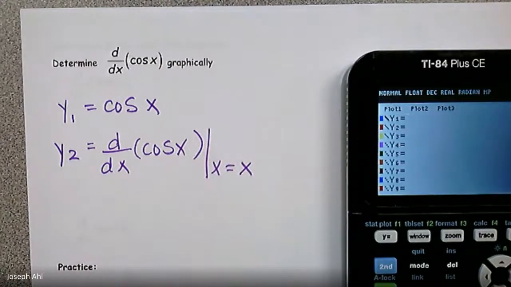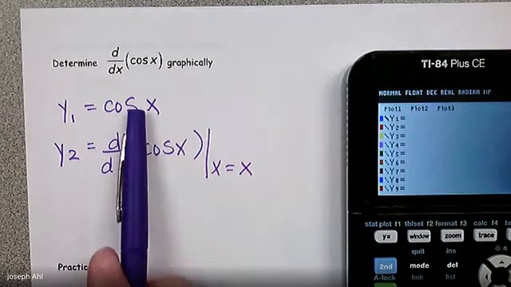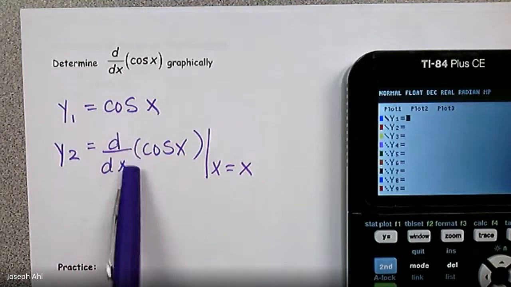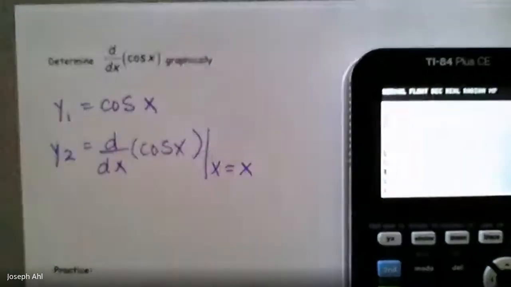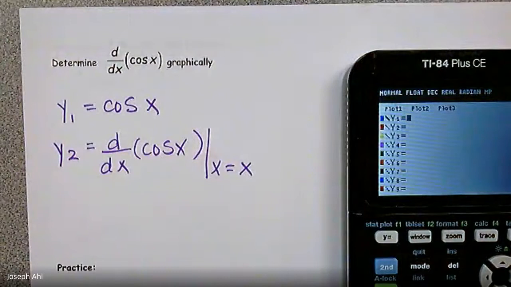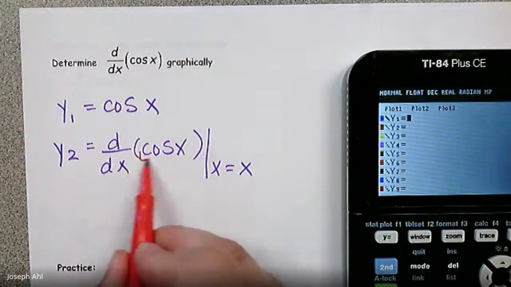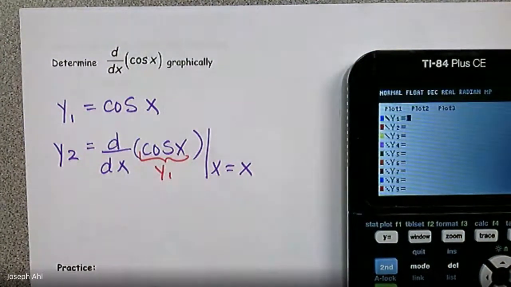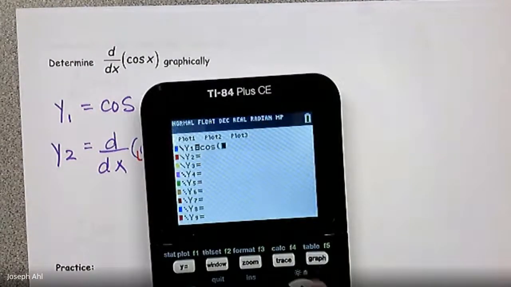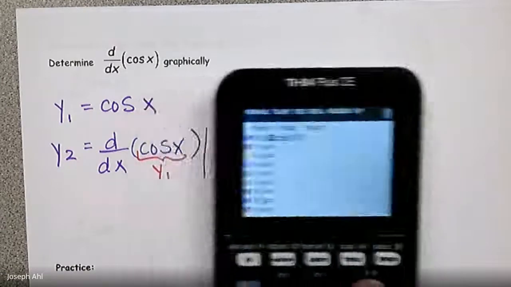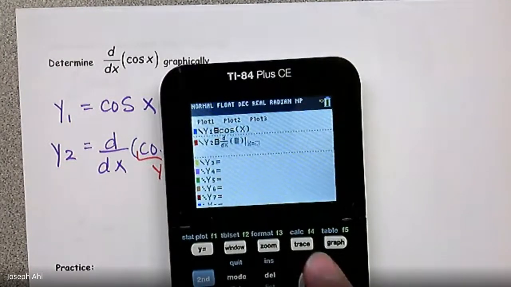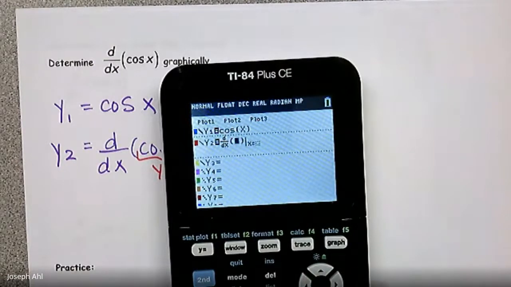Okay. Now, I guess you actually don't really need this in y1, but it's nice, for comparison purposes, to see what's going on there. And by the way, if you don't want to retype in cosine x there, you can certainly just enter this as y1. Okay. All right, so in y1, we've got cosine x. In y2, I'm going to do n-derive, math 8. Okay, so find the derivative of what I have in y1.